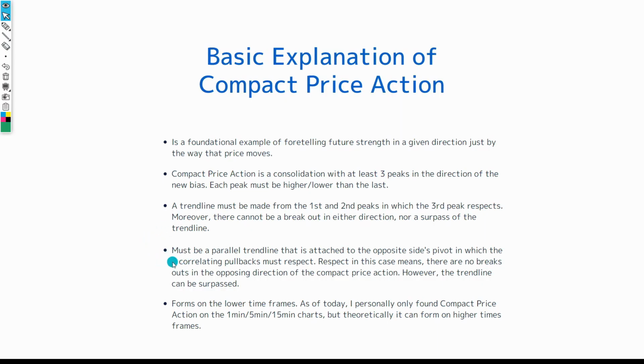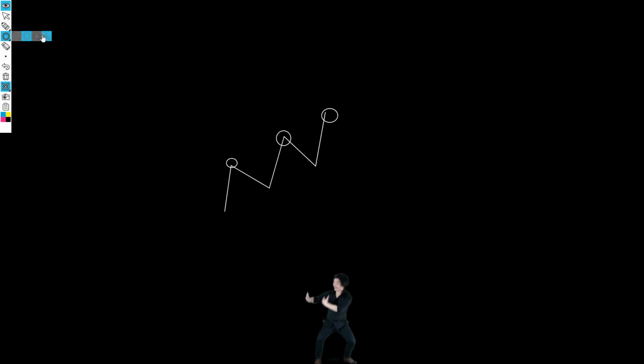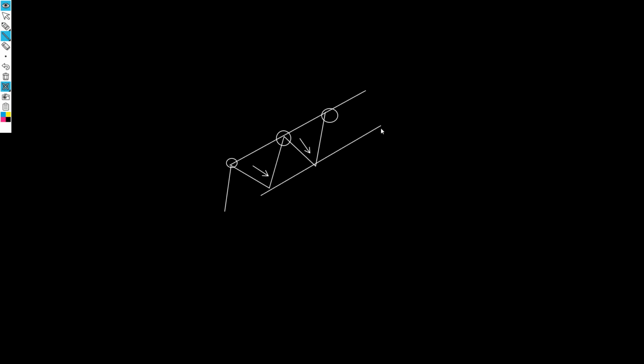Okay, number 4. There must be a parallel trend line that is attached to the opposite side's pivot in which the two correlating pullbacks must respect. So when you look at compact price actions, peaks, there's the first peak, second peak, and third peak. However, notice that there's also two pullbacks. In this case, when there's 3 peaks. Now, a parallel trend line that's parallel with this original trend line right here must be attached to the pullback's pivots on this side right here.